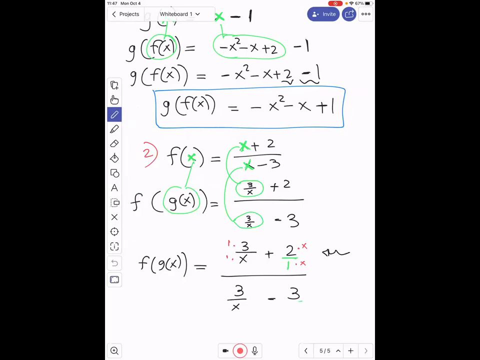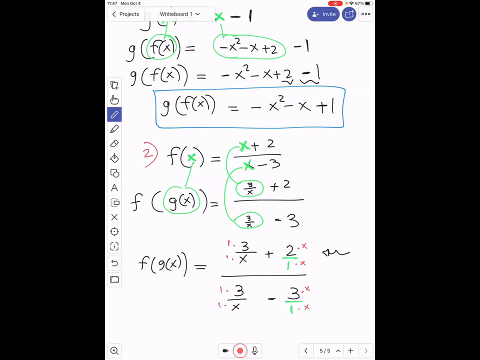So this is like minus 3. Minus 3, you can write the 3 like a 3 over 1. This is just the same thing. And then you need the common denominator because you're subtracting fractions. So you need the common denominator. So you cross multiply. So it's like here, you multiply by x, and here it's like you multiply by 1.